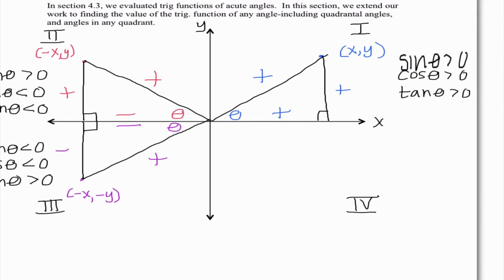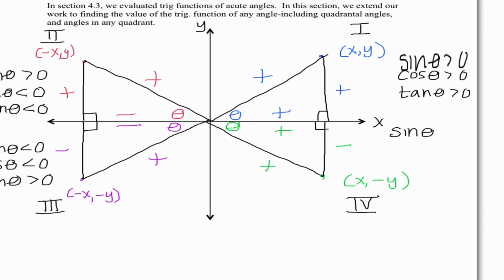Okay, last but not least here. In quadrant 4, I'm going to go ahead and plot an ordered pair, and I'm going to call it x, negative y. And I'm going to draw a line to the x-axis and to the origin to give us our triangle. Okay, once again, we have theta here. This time my opposite side is negative because it's going down. My adjacent side is positive, and my hypotenuse is positive.